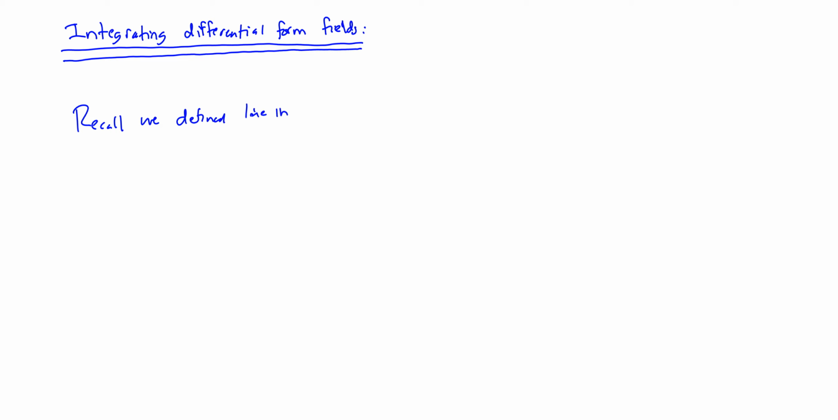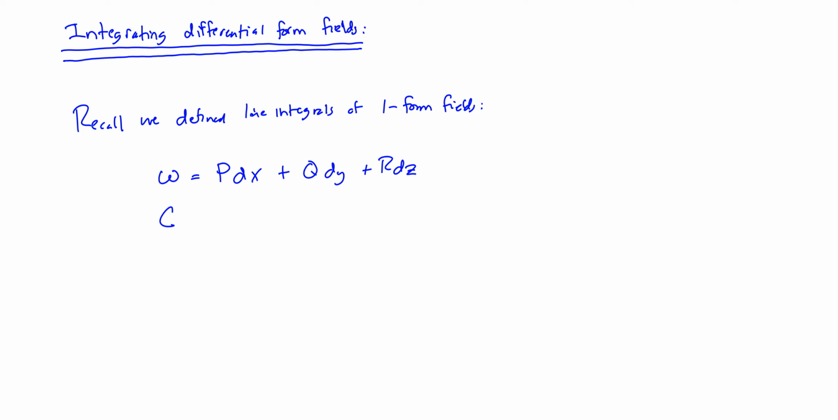So we did line integrals of 1 form fields. So how did we do this? We said if we let omega be P dx plus Q dy plus R dz, here P, Q, and R are functions of x, y, and z, and we let C be a curve given by, say, some parameterization r of t for t between a and b.